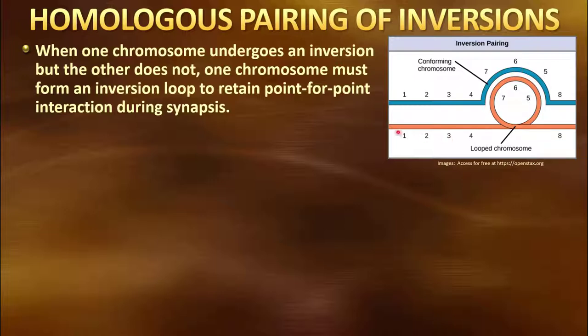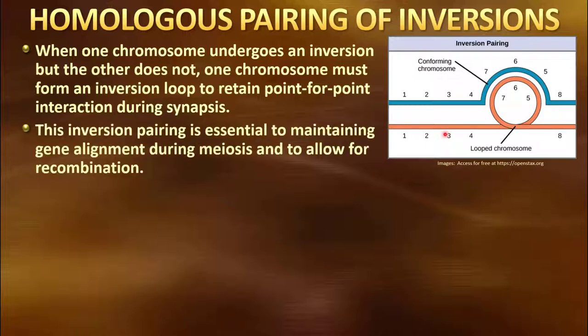Now, in order for them to line up properly, this other chromosome has to form a loop so that the 5 can line up with the 5 and the 6 and the 7 can line up together. In order for one that has an inversion to line up with one that does not, we end up getting an inversion loop. So we need the inversion loop to maintain that gene alignment.